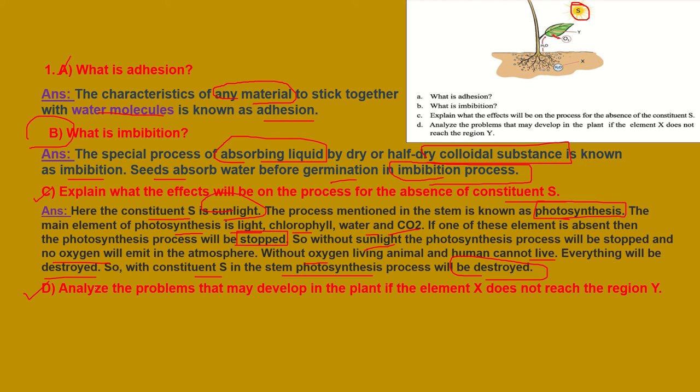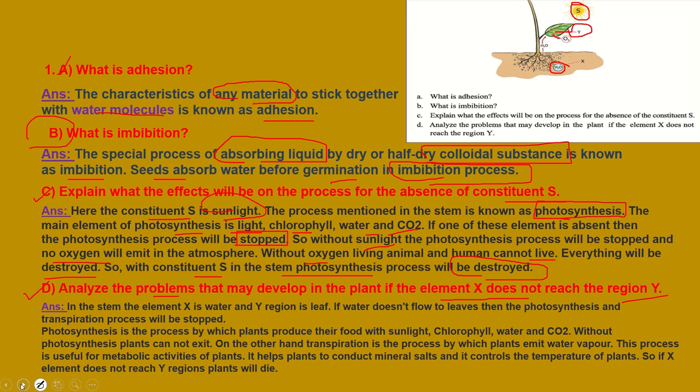Number D, analyze the problems that may develop in the plant if the element X does not reach the region Y. So here you see this is water, that is X, and Y is the green part, that is the leaf. So how will I write the answer? If water does not reach the leaf, what will happen? So in the stem the element X is water and Y is the leaf.